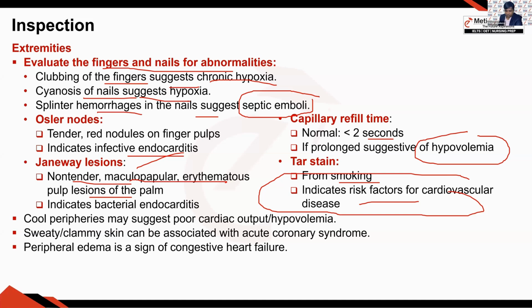Right. So here you can see cool peripheries may suggest poor cardiac output. You are very clear. And sweaty, clammy skin. Suddenly the patient goes for sweaty, clammy skin. Profuse sweating is there. What you may suspect when a patient has sudden profuse sweating is acute coronary syndrome, especially MI.